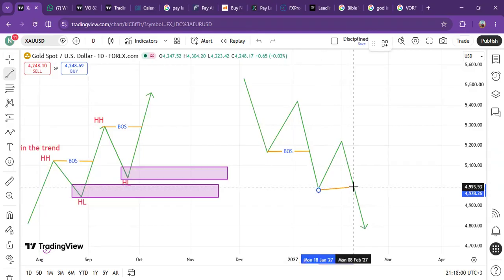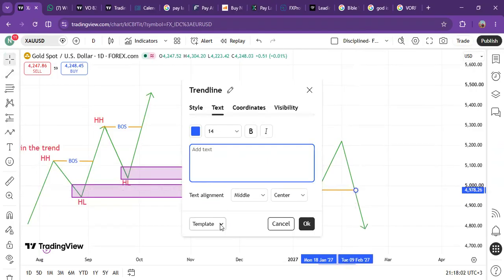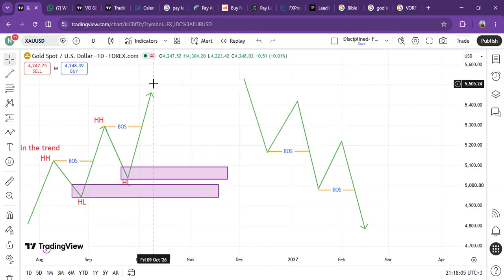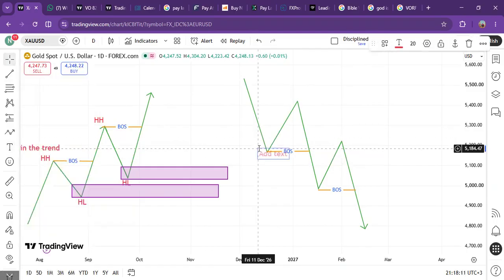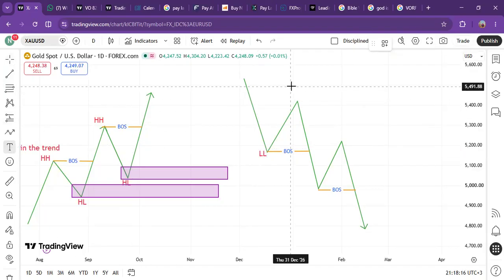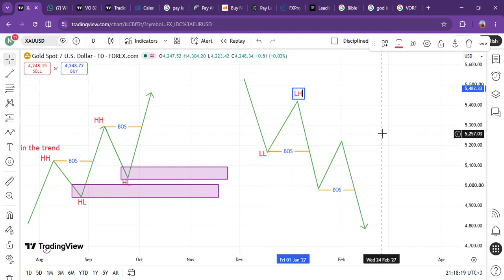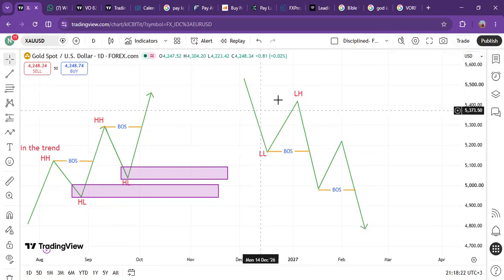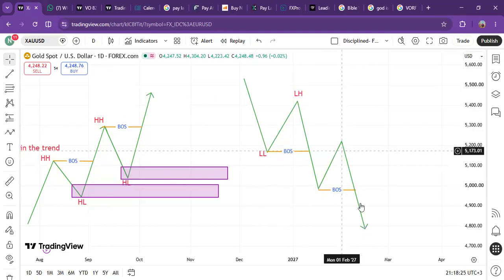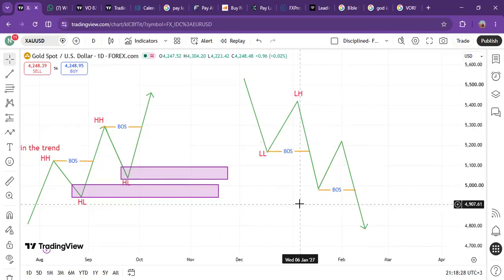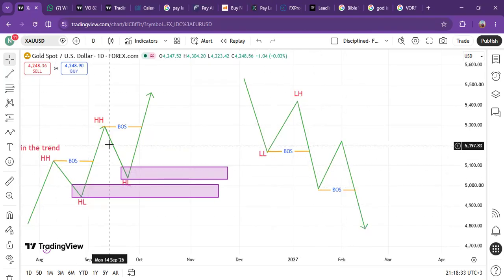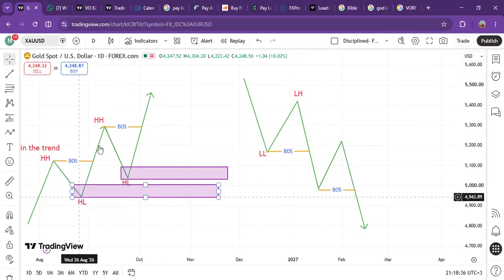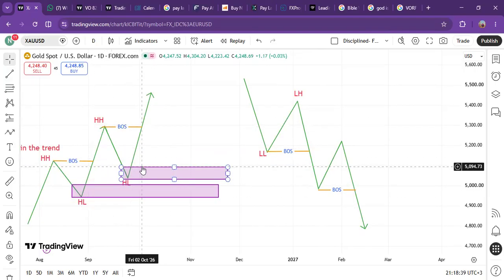And as I said, the break of structures signify a continuation in the market trend. Okay, so here you have your lower low, this is our lower high. Remember that this is the run, the dominant trend where the sellers are heading to. We call it the run of the impulsive move. Then these ones are called the pullbacks, which you can see here. Then we have the runs or the impulsive move.